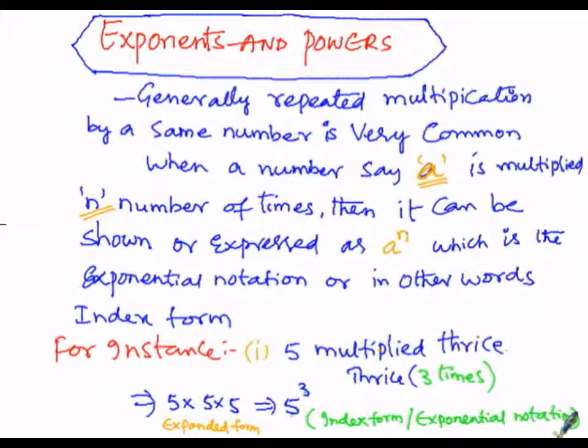So in this manner, 5 multiplied thrice is written as 5 into 5 into 5. We have expanded it, so it will be called the expanded form. Then when we write it as the exponential notation or the index form, since 5 is repeated, we write the base as 5, then the number of times 5 is repeated is 3, 1, 2, 3. Therefore, it is written as the index at the top right of that number. So 5 to the power of 3 is the index form.